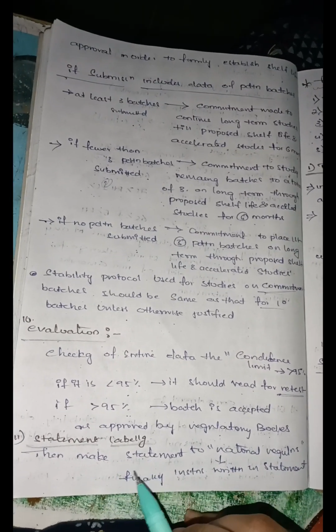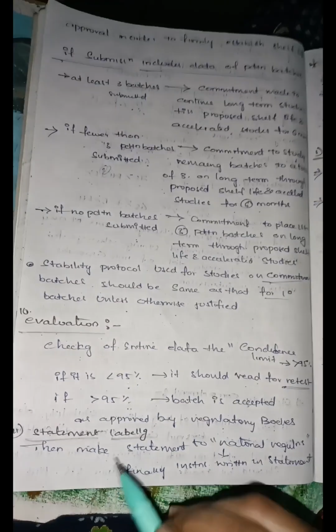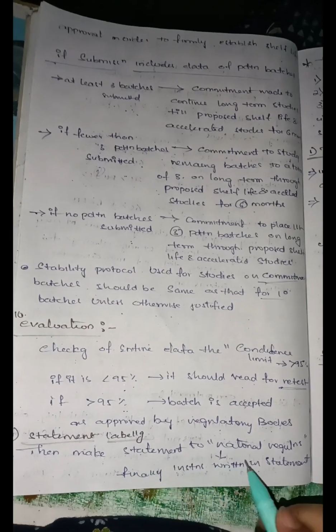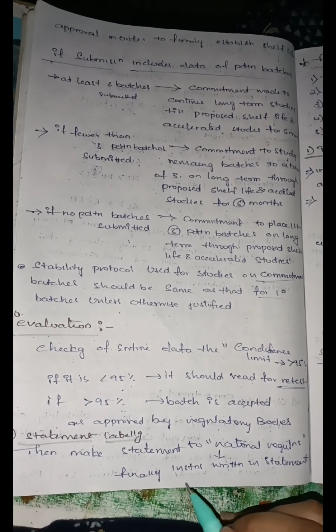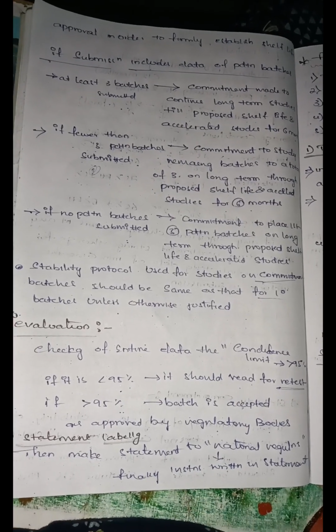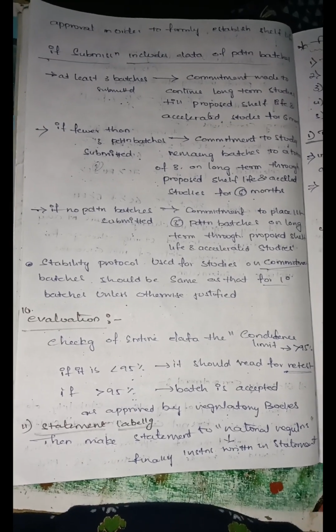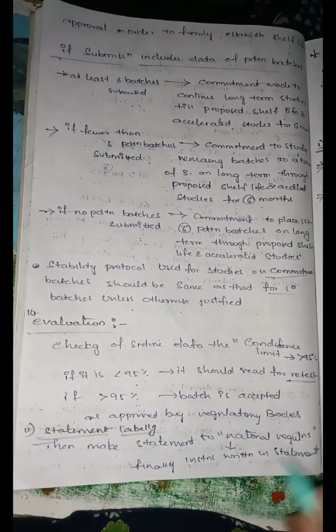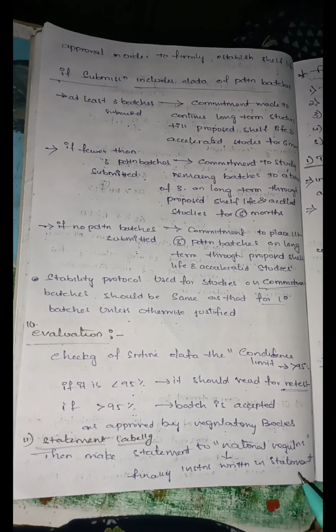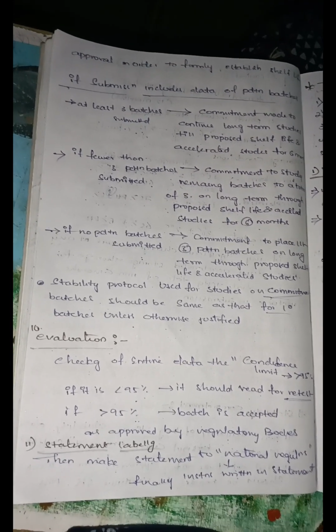And stability labeling. After completion of evaluation, we should make the stability labeling according to national regulations, such as it should be stored in a dark place, or it should be stored at room temperature, etc. The statement labeling should be done by national regulations. Finally, instructions are written in the form of statements on the drug product or drug substances.